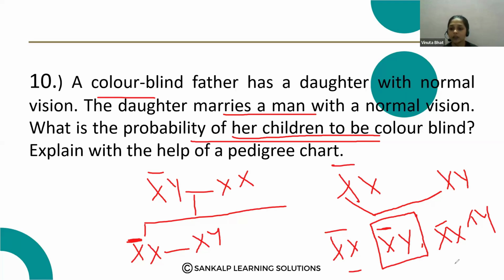And one daughter may be a carrier or not a carrier. So this you have to explain in the pedigree chart.